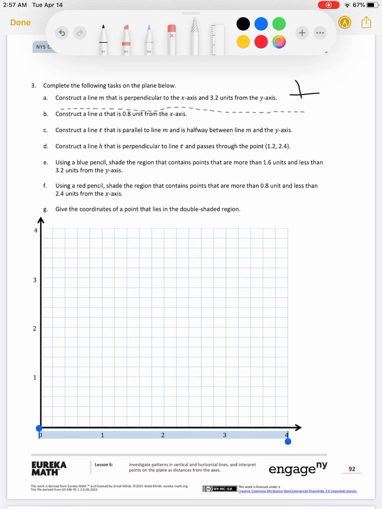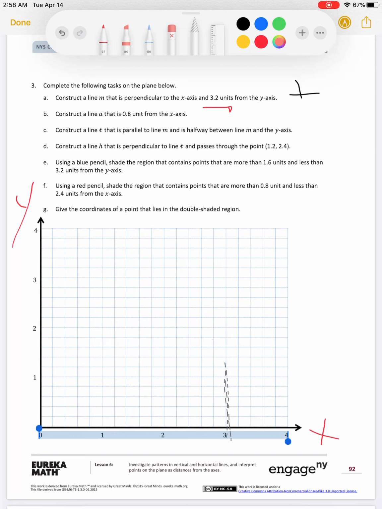All right, so here, construct a line M that is perpendicular to the x-axis, which means it crosses the x-axis, and 3.2 units from the y-axis. So let's go. 3 2/10 units from the y-axis. Now I want to go ahead and label my x-axis, and then you know this one is the y-axis. The long one has the long extending arm from the y. Okay, we're moving to 3.2 from the y-axis. So this is the y-axis. I'm moving 3.2 from it, away from it.